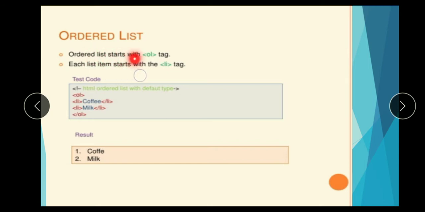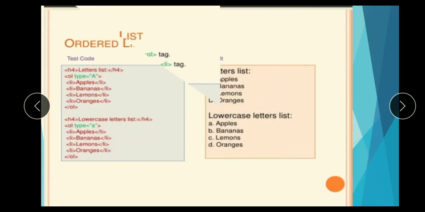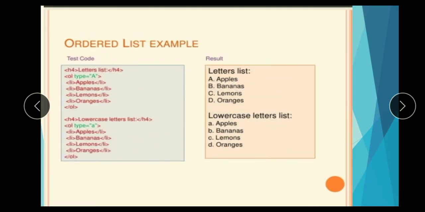An ordered list starts with the OL tag, and each list item starts with LI. LI is the list item tag. Here is the code: OL open, list item coffee, list item close, list item milk, list item close, and after that OL close. When you write this code in your HTML document and run it, you find this result: first is coffee and second is milk. Ordered list example here: the text code and here the result.